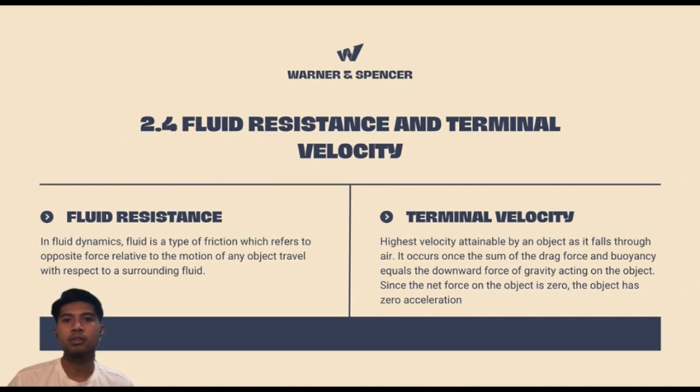Next is terminal velocity, the highest velocity attainable by an object as it falls through air. It occurs once the sum of the drag force and buoyancy equals the downward force of gravity acting on the object. Since the net force on the object is zero, the object has zero acceleration.